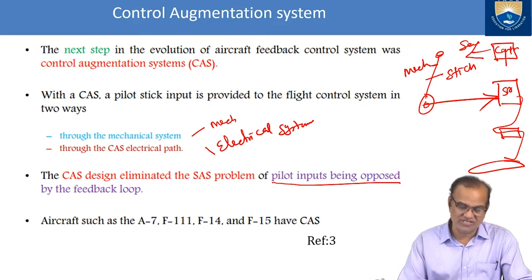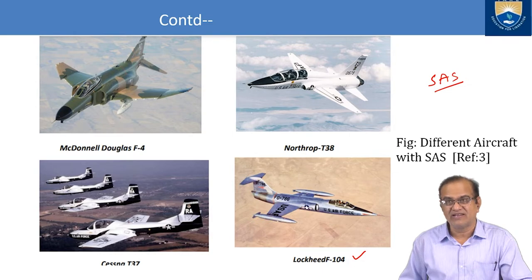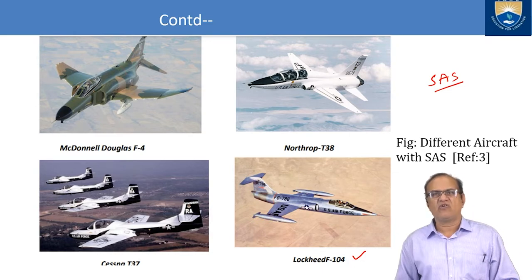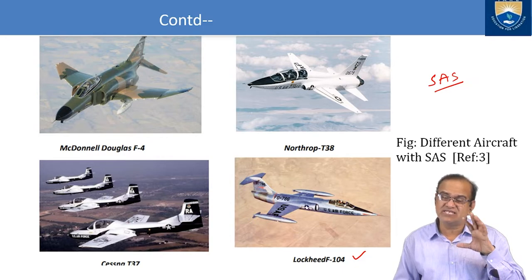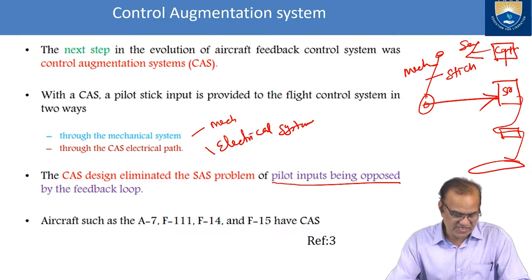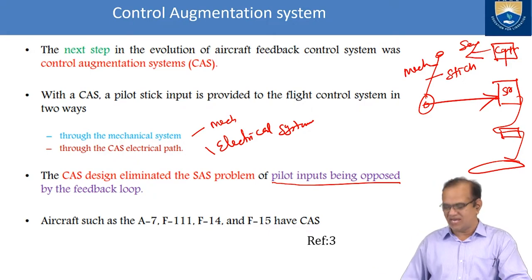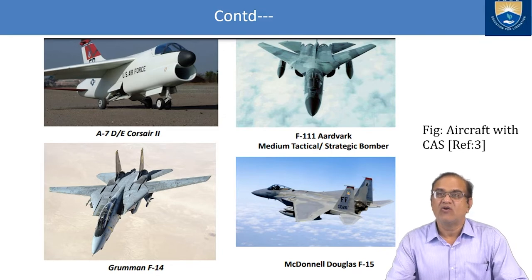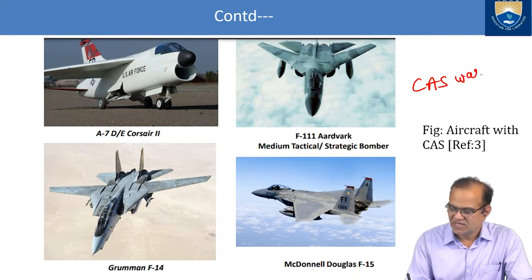And this CAS system was used in some better and more modern aircraft. In these aircraft it was not there: the McDonnell Douglas F4, Northrop T-38, Lockheed 104. Control augmentation system was not there; in these, only the SAS system was there. But these aircraft, that is A7, F-111, F-14, F-15, have CAS. These are the aircraft where CAS was present.